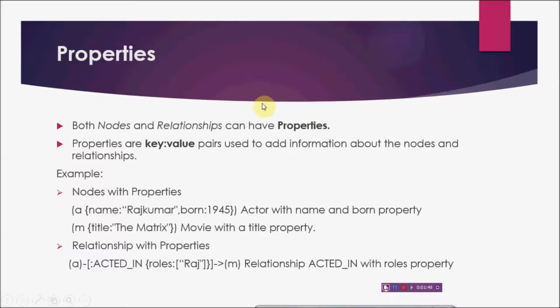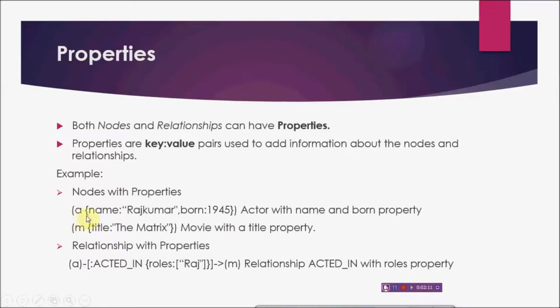So, properties. Both nodes and relationships can have properties. For example, consider nodes with properties. If we take a node as an actor, it can contain a name, when he was born, and how many movies he acted in. These are the properties of an actor.